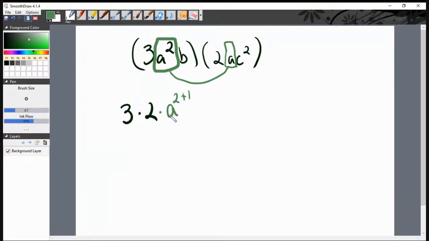What's the other one? I have B to the first power and C to the second power. B times C to the second power. I don't even have to write the 1, but there it is. This isn't a like term with anything, so I know it's going to remain the same. B, C to the second power. This can be rewritten: 3 times 2 is 6, right? 6A to the third power.